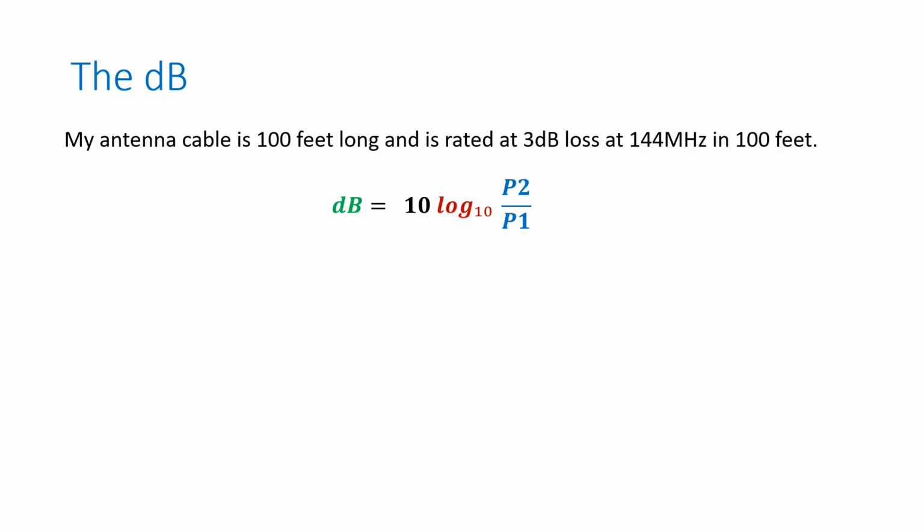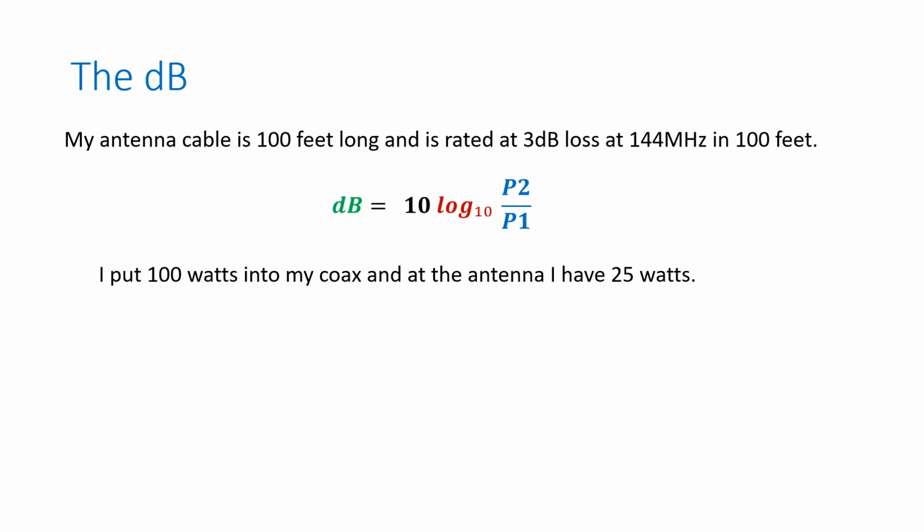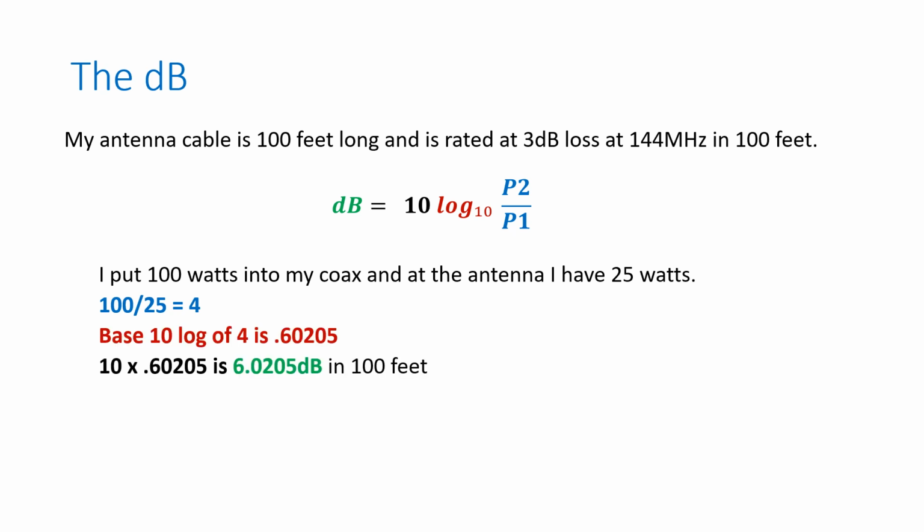The next thing I do is I go to the store and I buy a 100-foot long cable for my 2-meter antenna at 144 megahertz, and the salesman says I will have 3 dB of loss. So I take the cable home, I put 100 watts into the coax, and out at the antenna I have 25 watts. Is that 3 dB loss? Well, let's walk through the numbers. 100 divided by 25, that's 4. Base 10 log of 4 is 0.6. 10 times that, whoa, I have 6 dB. Did I do the math wrong? No. They sold me crappy cable that doesn't meet the spec.